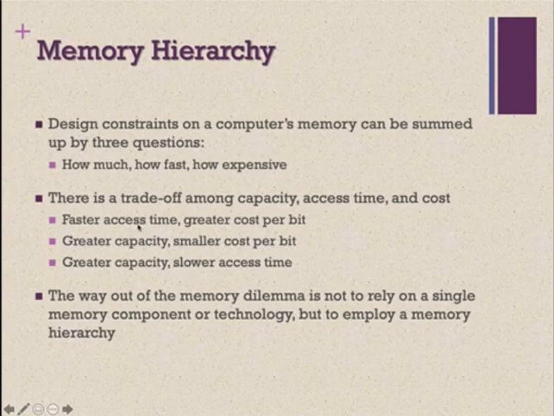Registers have faster access time but are very expensive per bit. Greater capacity means smaller cost per bit. Like HDD, you can easily get 1 TB or 10 TB, but it's slow. The capacity is high but it's slow, and its cost is low. Greater capacity, so slower access time. The way out of the memory dilemma is not to rely on a single memory component or technology, but to employ a memory hierarchy. This is what we call the memory wall, and we need to employ a memory hierarchy.